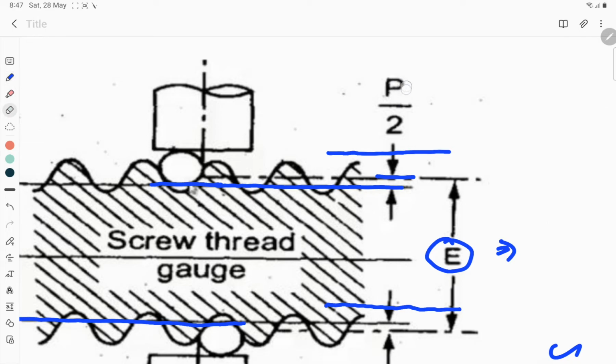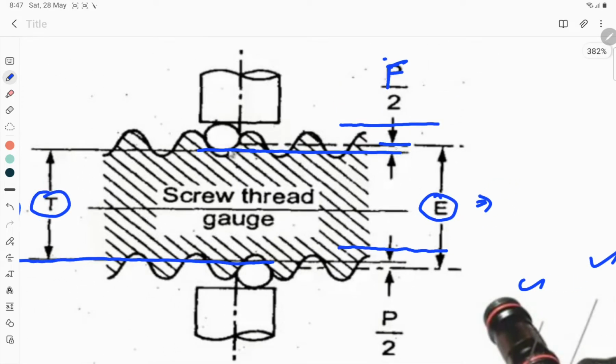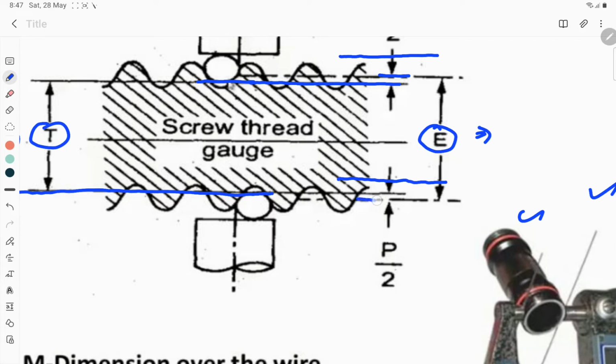I will take the notation for that distance as capital F by 2. So this distance is nothing but capital F by 2. Likewise, at the bottom we also have one capital F by 2. You can see the distance between the pitch line and the line at which the wire is resting on the bottom thread. That is taken as another F by 2.